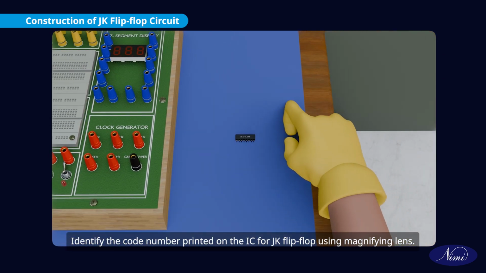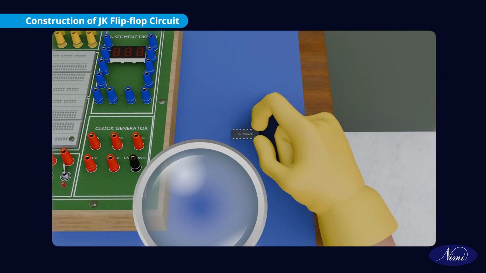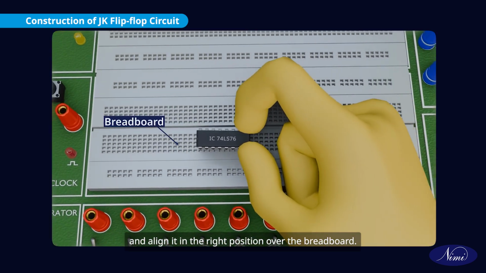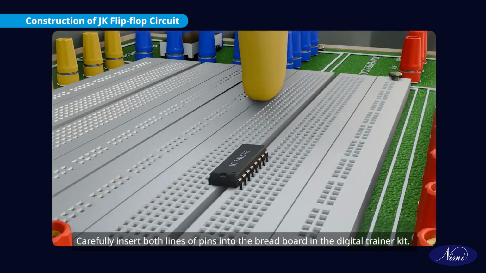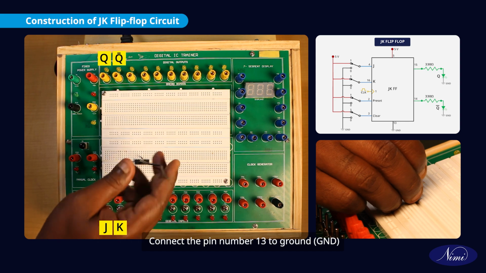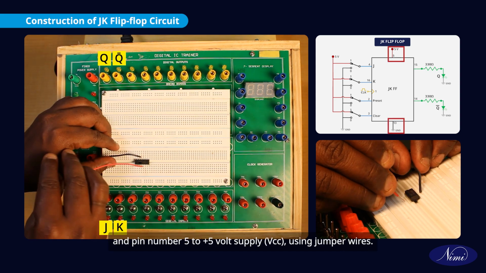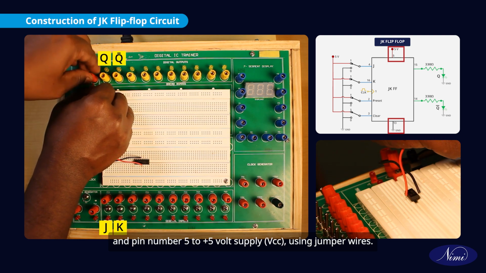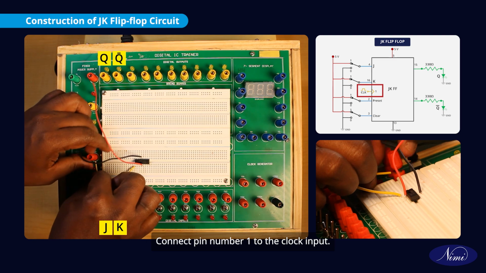Identify the code number printed on the IC for JK flip-flop using a magnifying lens. Check the pins of the IC and align it in the right position over the breadboard. Carefully insert both lines of pins into the breadboard in the digital trainer kit. Connect pin number 13 to ground GND and pin number 5 to plus 5 volt supply VCC using jumper wires. Connect pin number 1 to the clock input.